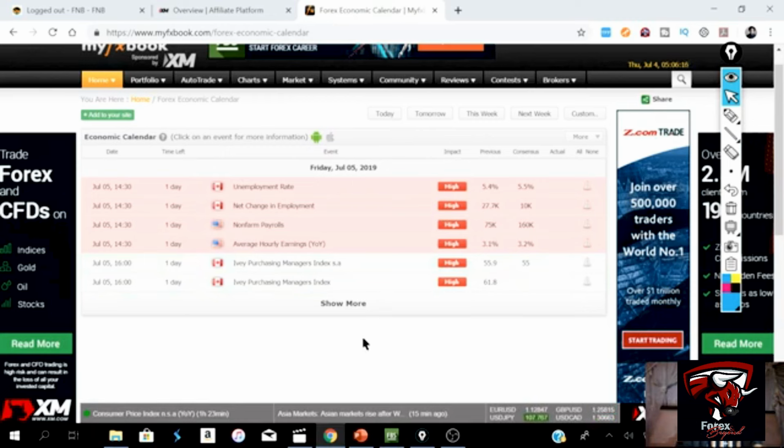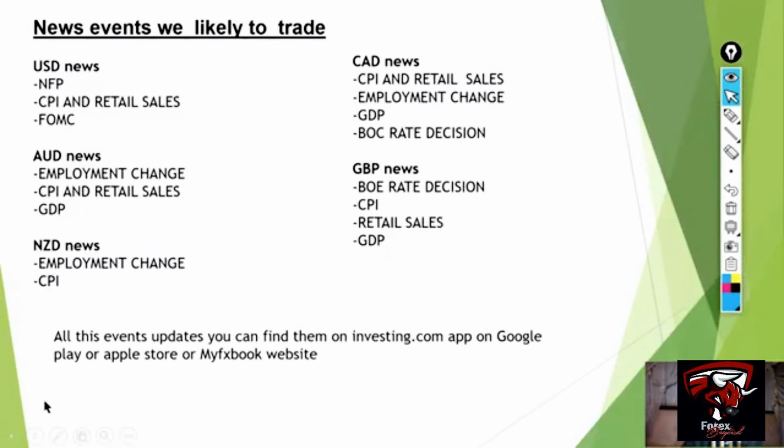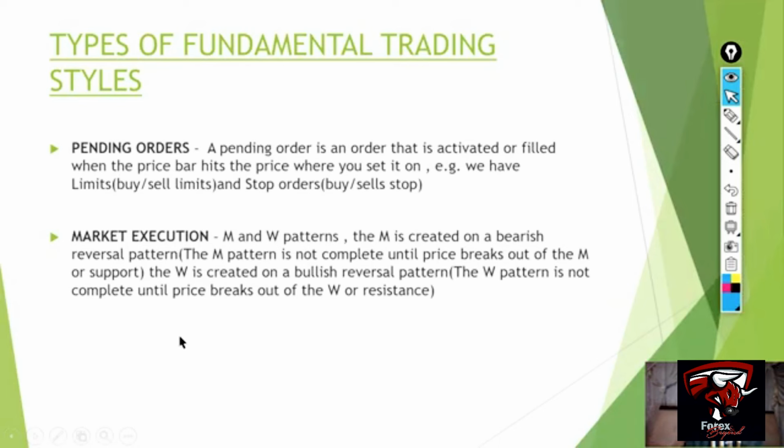So let's go back to our PDF. Now let's go to the next slide. On this slide here, we have types of fundamental trading styles. Firstly, you must understand which style you need to use in order to profit when news occurs. Firstly, we have pending orders.